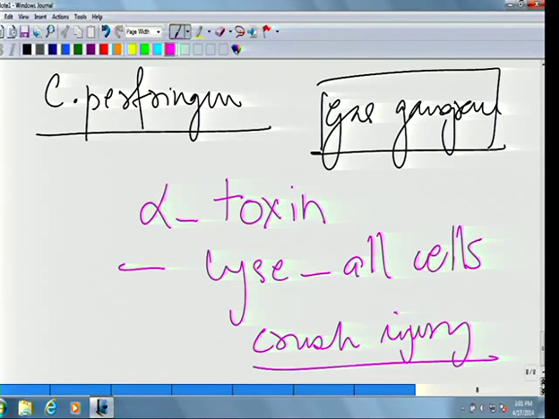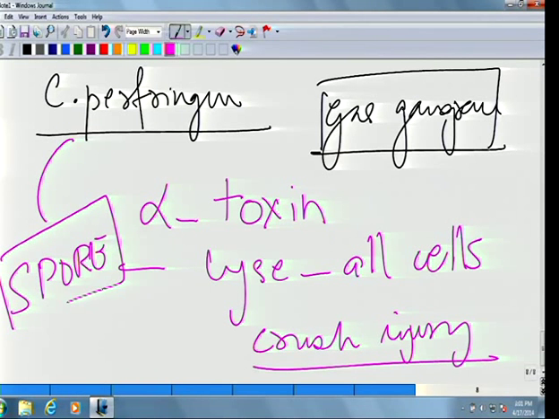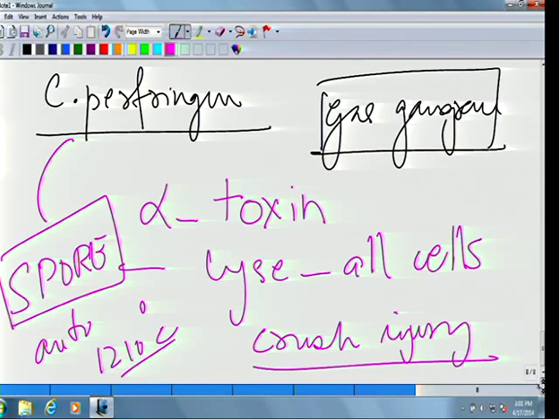What's the other feature of this bacteria? Spore. Yes, the spore. How do you destroy spores? Good. Autoclave, 121 degrees Celsius. Yes. So that's about Clostridium perfringens. That's all you need to focus on in Clostridium perfringens. Other infections are not that high yield.